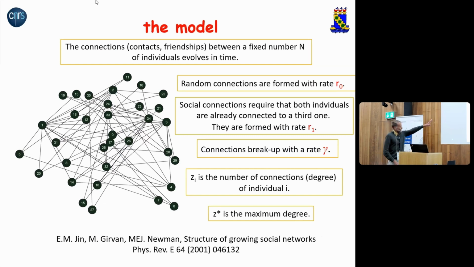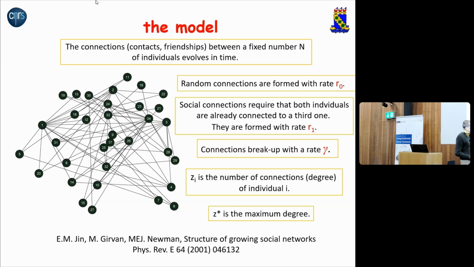And so we have a certain number of individuals, and between individuals we have connections, let's say knowledge, friendships or contacts. And these contacts are formed by 2 possibilities: either a random contact, that randomly you create a contact between 2 people, or you can have social contacts, which are contacts that only occur when both persons have a joint knowledge. I mean, there's a third person that both of them are connected to. And this is what we call social contacts.